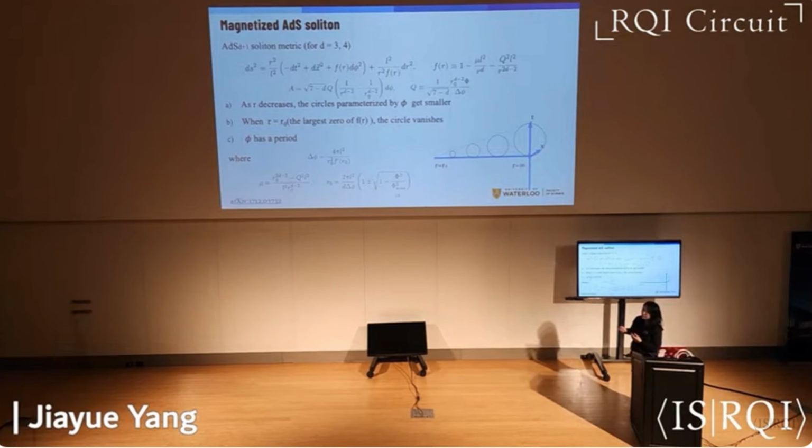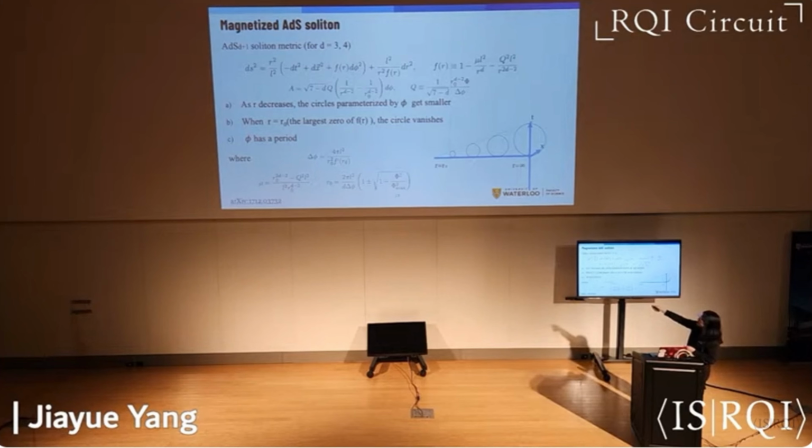And there is a Wilson line around this circle. As we can see, as R decreases, the proper size of this phi circle will get smaller and smaller. And when R approaches R naught, the circle vanishes. To avoid a conical singularity here, we need phi to have a periodicity called delta phi.